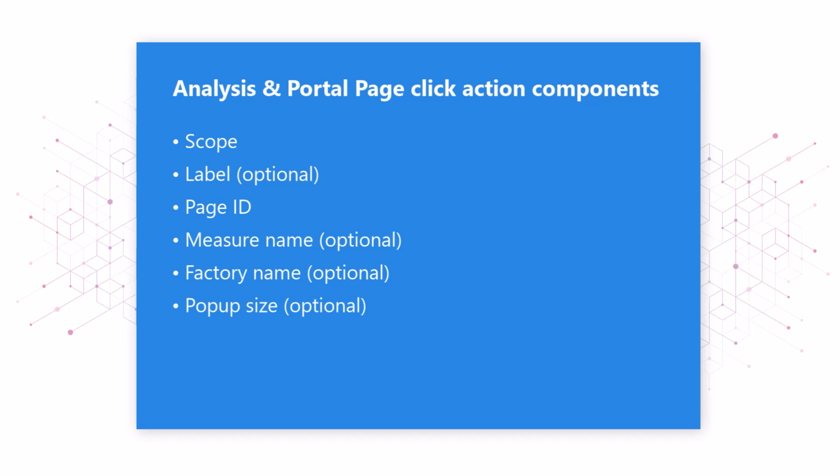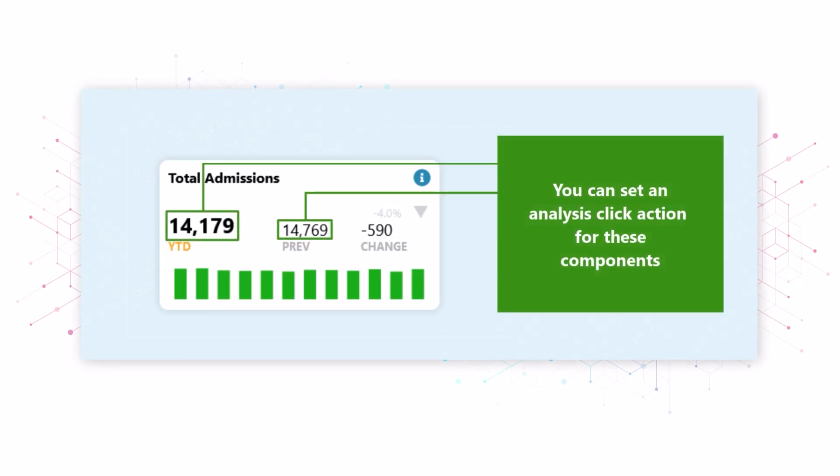If you're creating a Portal page click action and don't want to display a pop-up, you can set pop-up false. So the default for a Portal page click action will be to display a pop-up, but if you add pop-up false, then it will take you to that page. So if you want the default analysis to appear for the numbers shown here, you have to set the click action for each of the components.